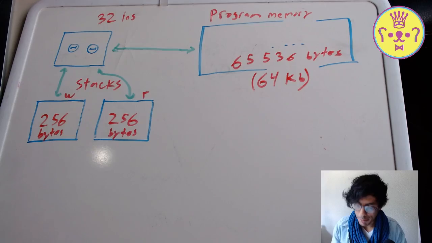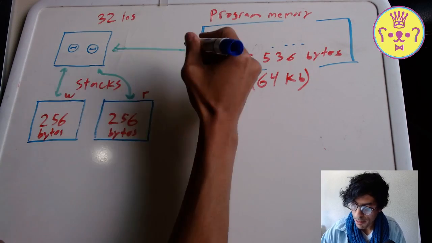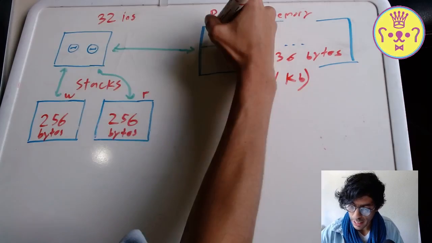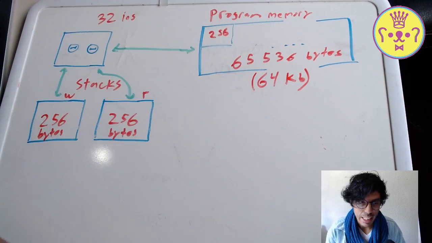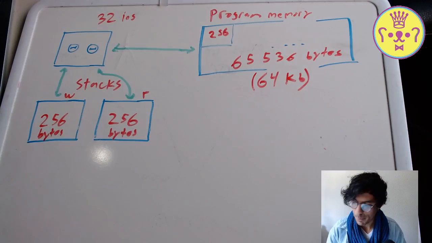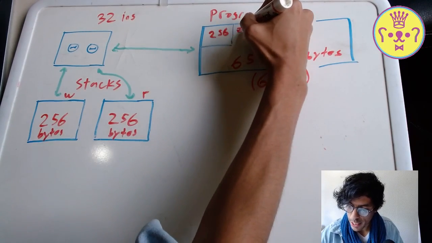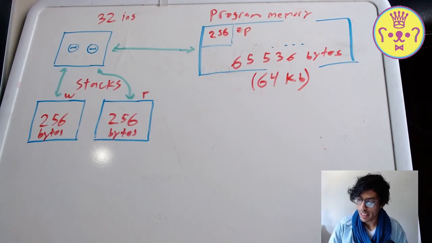And from this memory, there's a small block that is also 256 bytes that is called the zero page. I will just put it here. We are not going to use it today, but there's that. So there's the program memory.